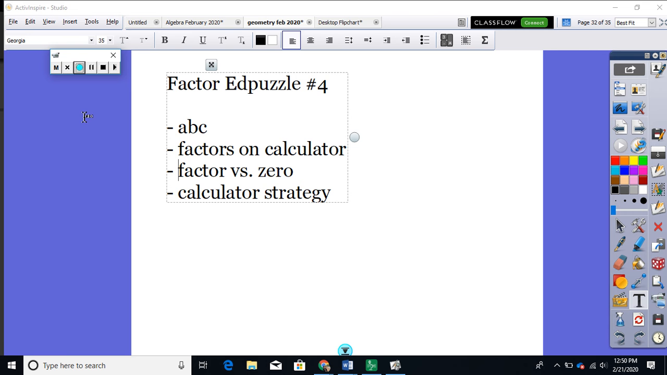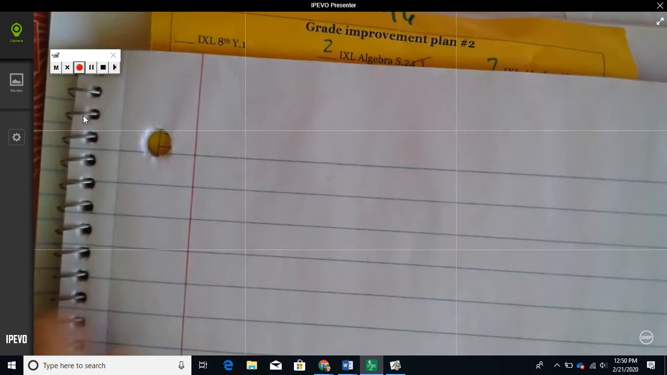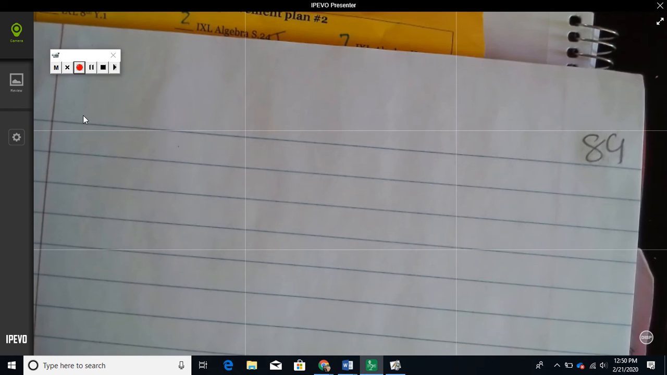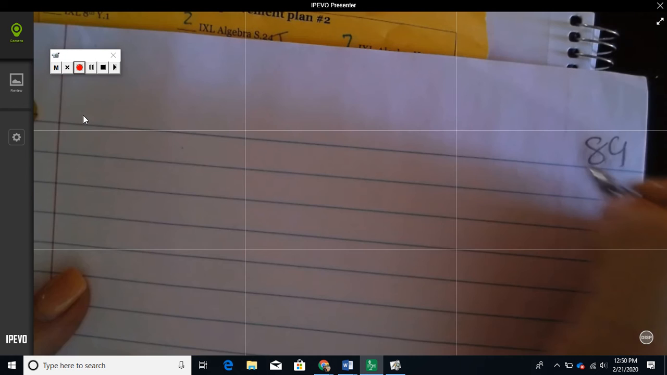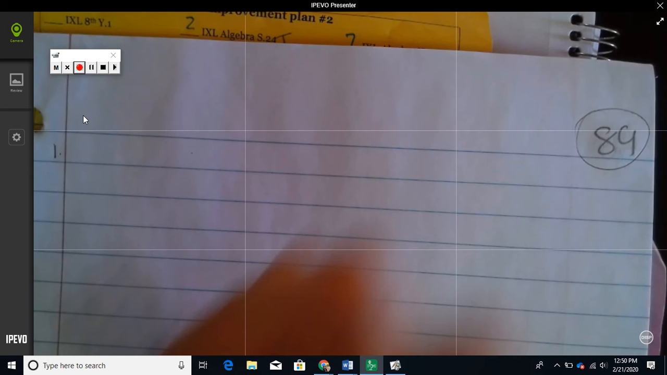Hopefully I don't have to split it up into 2 parts. So these notes need to go on page 89 in your journal. So I'm going to go through these things. So again, we're on page 89. The first thing, I want to make sure that you understand what the A, B, and C are.